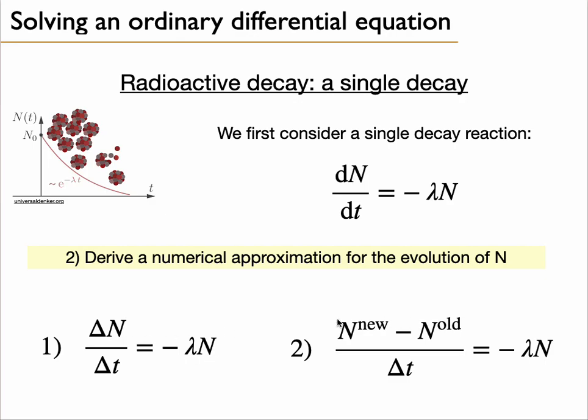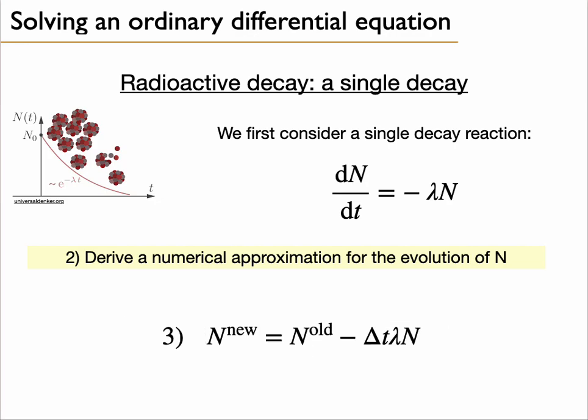What is delta n? This is n new minus n old. What is delta t? Delta t is a model parameter that we will fix. So this is known. n old will be known. Lambda n, if we assume n is equal to n old here, this is all known. And we can find a solution for n new.